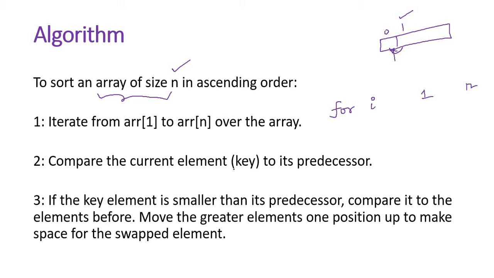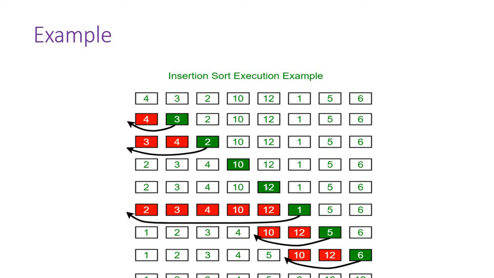Compare the current element, which is called key, to its predecessor. That's why I'm taking i from 1, not from 0. I'm going to compare it with the previous one. If the key element is smaller than its predecessor, compare it to the elements before, and move the greater elements one position up to make space for the swapped element. Instead of theory, let me go for some example.